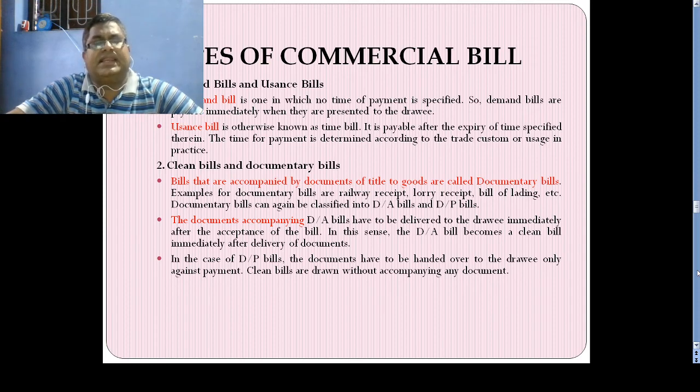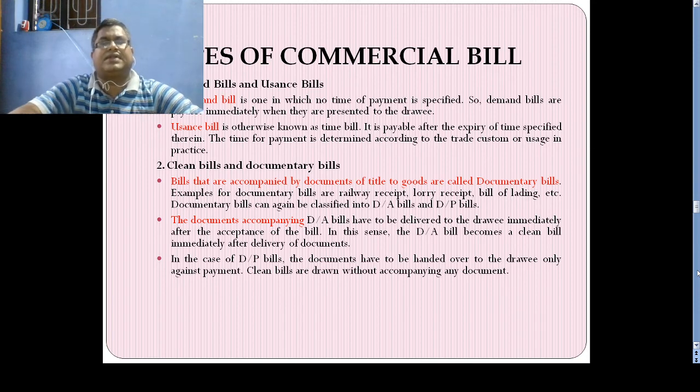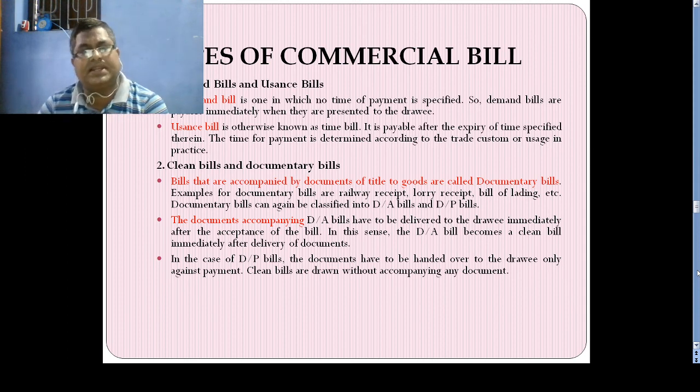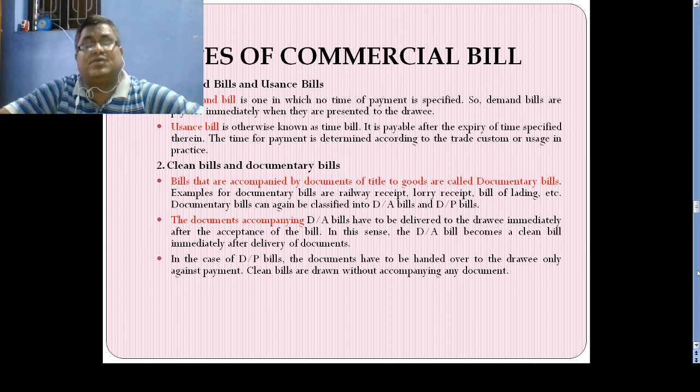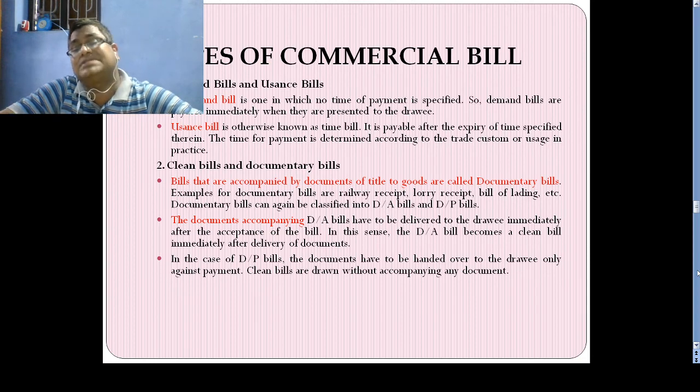The second one is the clean bill and documentary bill. In a documentary bill, the title of the goods or title of the property should accompany the bill, like a railway receipt. If you are transporting your bicycle from one place to another, you make a booking with the railway, and the railway receipt, lorry receipt or bill of lading serves as evidence. The evidence of goods title is required in a documentary bill.